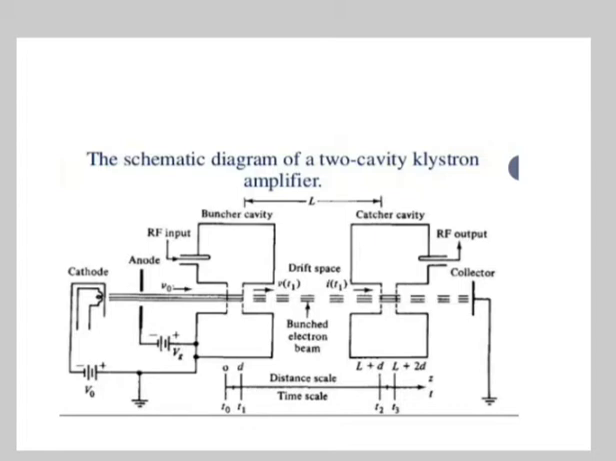As an amplifier, it offers pulsed and CW power with medium bandwidth and high gain. When sufficient energy is fed back from the catcher to the buncher in proper phase, and the loop gain has a magnitude of unity with a phase shift of a multiple of 2π, it becomes a double resonator klystron oscillator.